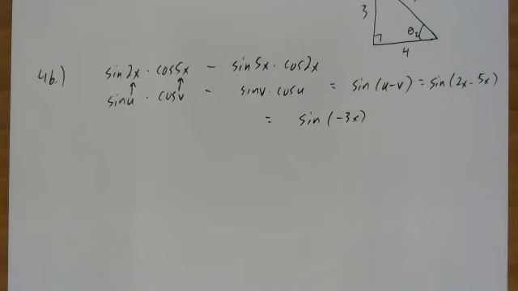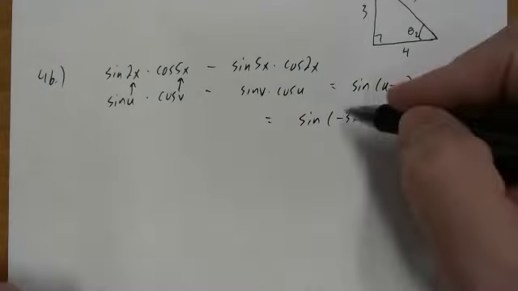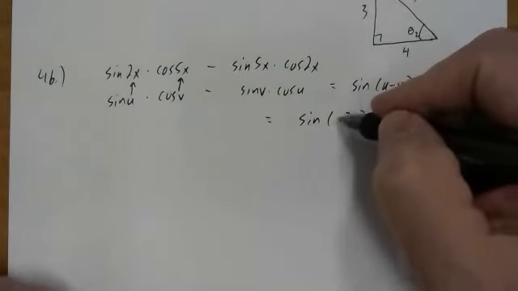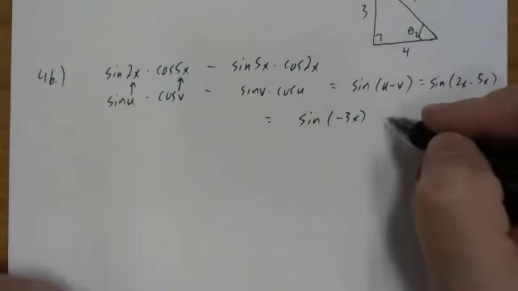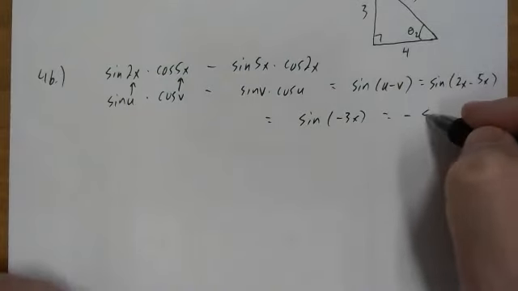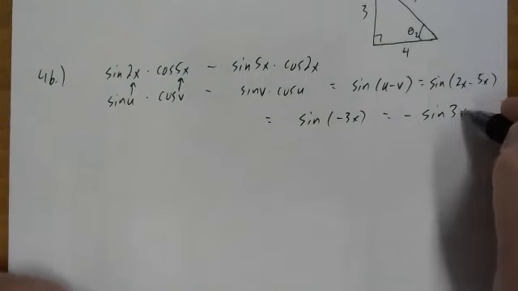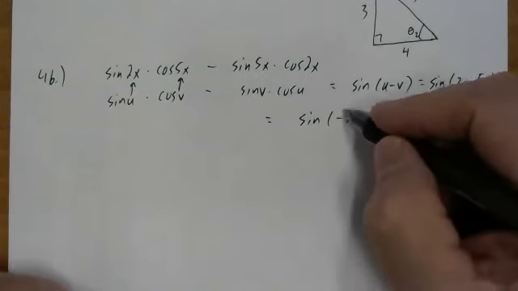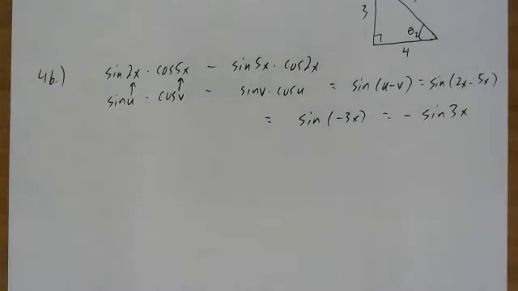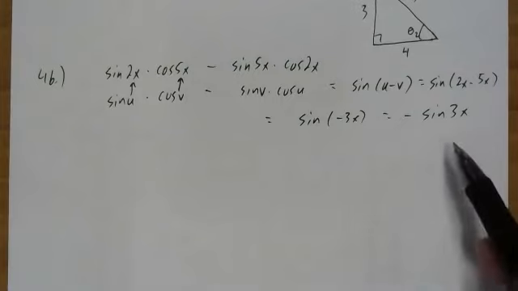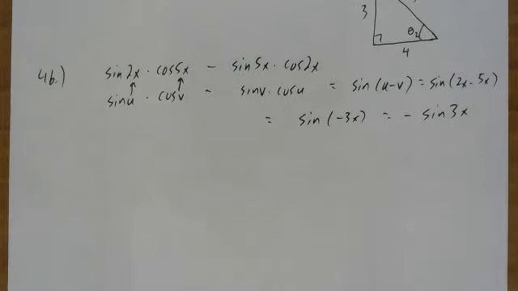Now, this is something I haven't emphasized in class, but anytime you have a negative inside of a sine, if you look at the answer key, you can just bring that negative out. You can't do it with cosine, but that's one of the rules about sine. And the reason I do that is because this is the answer key.